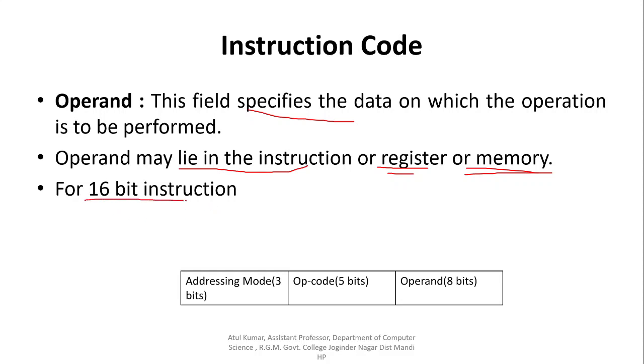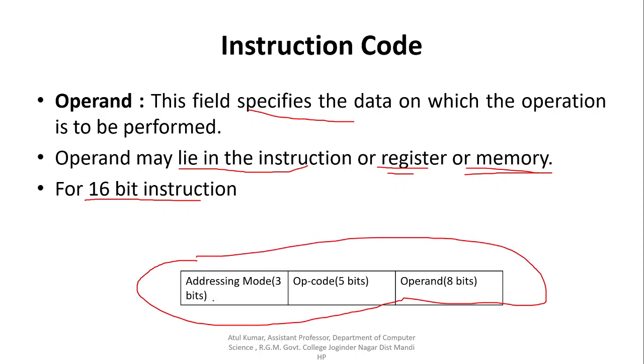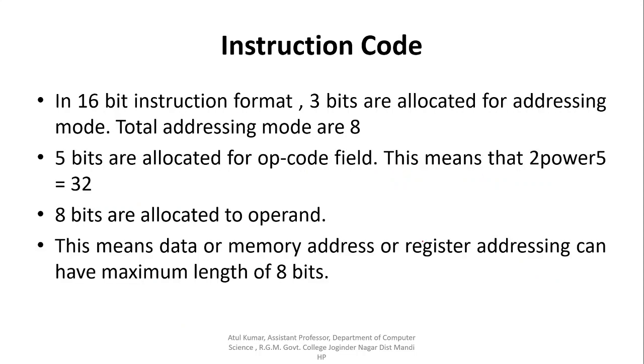Suppose we have a 16-bit instruction. Out of the 16 bits, 3 bits are used for the addressing mode, 5 bits are used for the opcode, and 8 bits are used for the operand. In this 16-bit instruction format, 3 bits are allocated for the addressing mode. So the total number of addressing modes is 2 raised to the power 3, which is equal to 8.